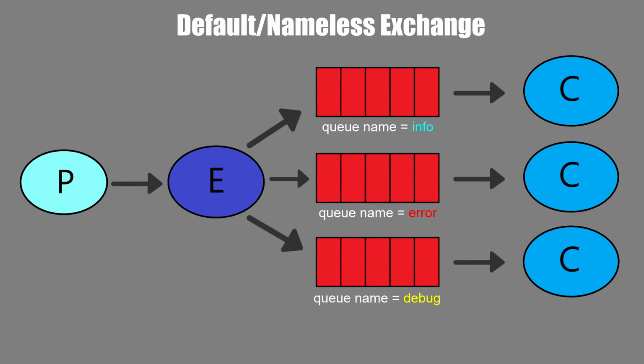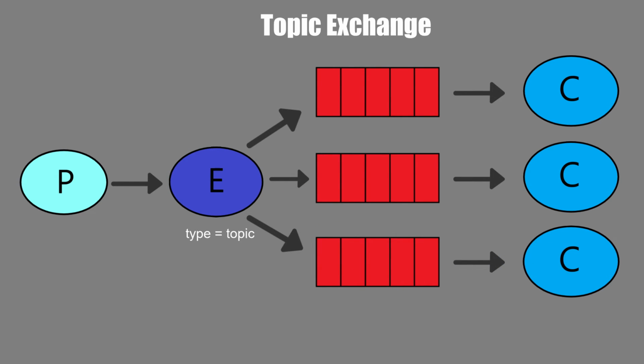As I specified earlier, a queue that has not defined an exchange will always be using a default exchange, or you can call it the nameless exchange. In this case, the message will be sent to the queue whose name exactly matches the routing key.